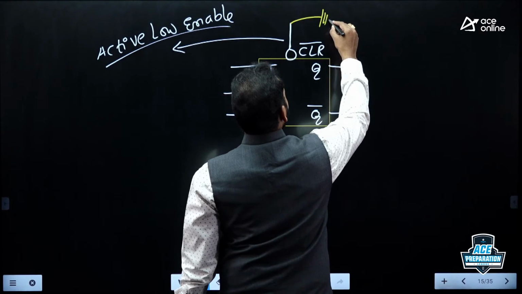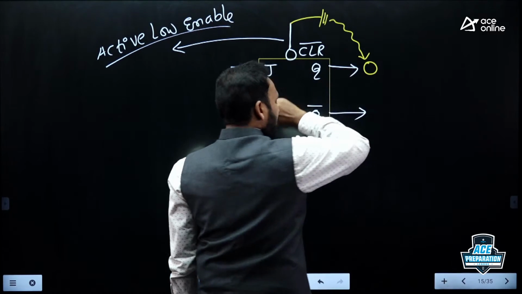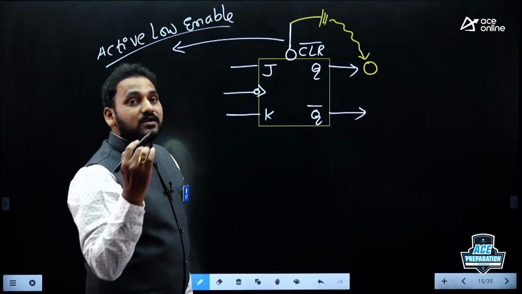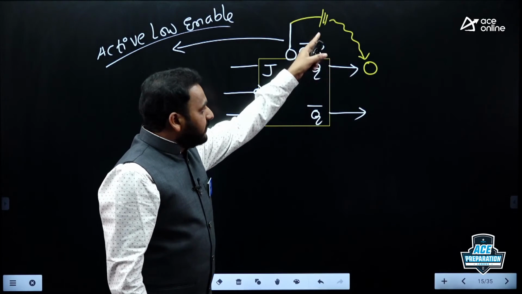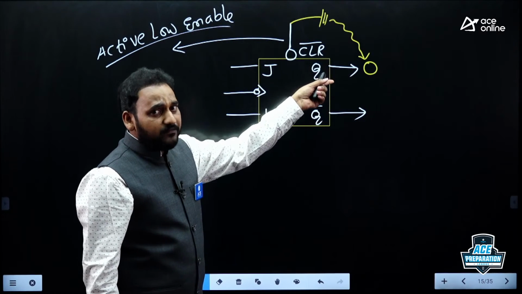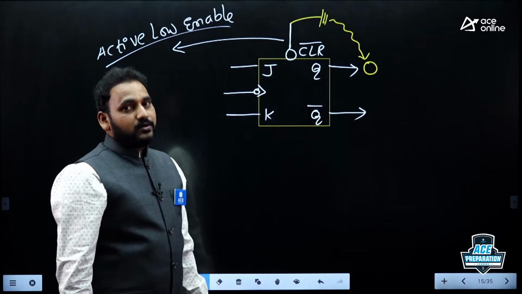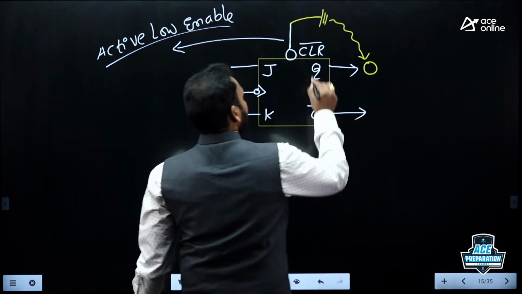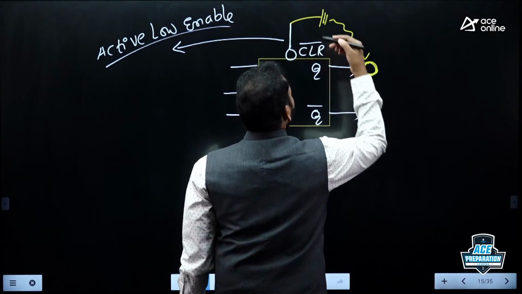You remember that the output will be clear. Output means no second thought. Don't confuse. By default, focus on Q. If Q is 0, don't worry about Q bar, because Q bar is automatically the complement of Q. So you always focus on Q only as the output. If clear is enabled, Q will be cleared.